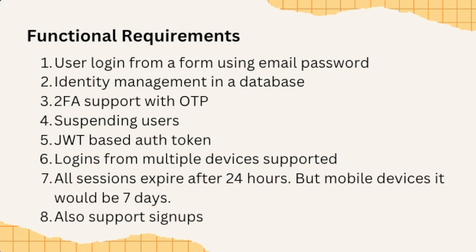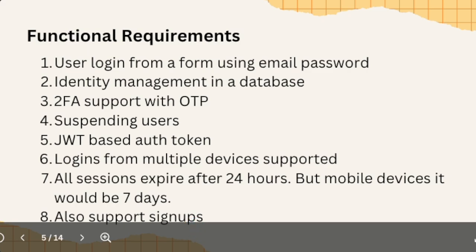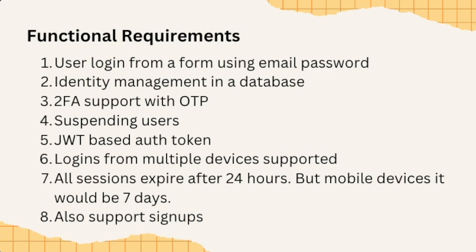Then also users should be able to log in from multiple devices. All sessions must expire after 24 hours, but for mobile devices, it would be 7 days. So the JSON Web Tokens issued for mobile devices will have an expiry of around 7 days, but for everything else, it would be 24 hours. You also need to support signups, that is the process of creating a new user. Once we are done with functional requirements, we move on to non-functional requirements.